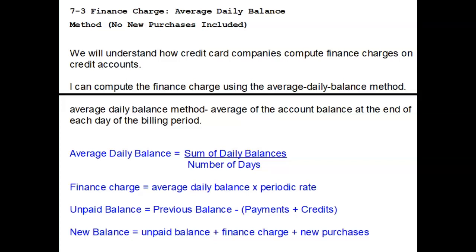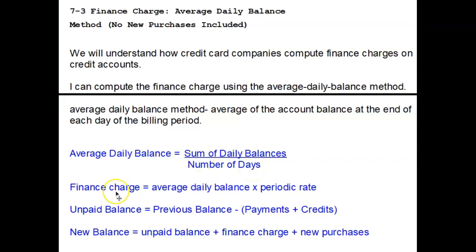Section 7.3 is calculating the finance charge using the average daily balance. So this one gets a little bit complicated. Remember that anytime we do an average, we add up everything and then we divide by how many we have. So in order to find the average daily balance, we're going to add up all the daily balances and then divide by the number of days in that billing cycle. And then that's going to give us the average daily balance.